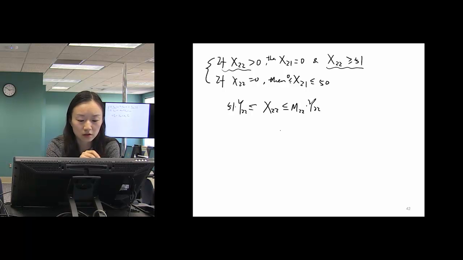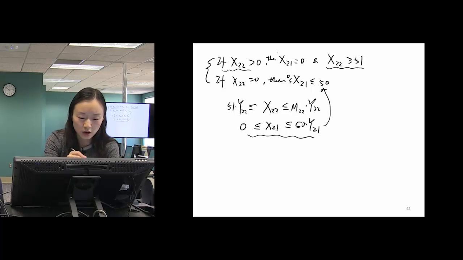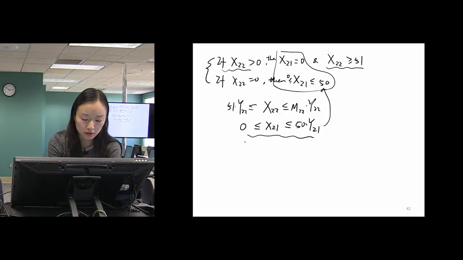Okay. And then we look at x21. For x21, it's either 0 or between 0 and 50. So you want to force it to be 0 or less than or equal to 50. So that will be x21 with y21. So that's the constraint to help achieve these two situations. And then you link both of them, right? y21 plus y22 equals 1. So these will be the three constraints.